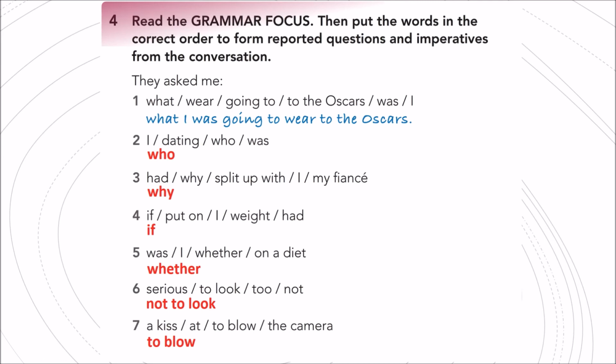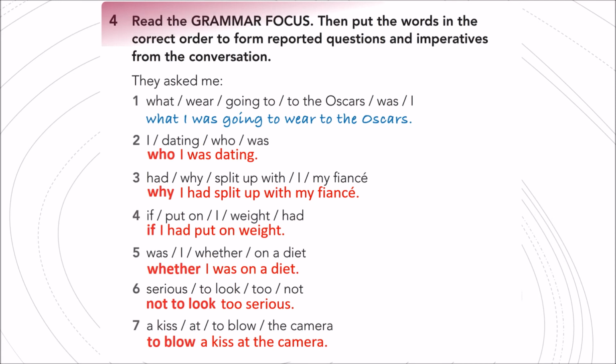Let's check the answers. What you should be checking for now, and also when you're writing your own sentences, is that the subject should be in front of the verb. For example, question 2. Instead of who was I dating, like a question, it is now who I was dating. The same applies to the rest of the questions.